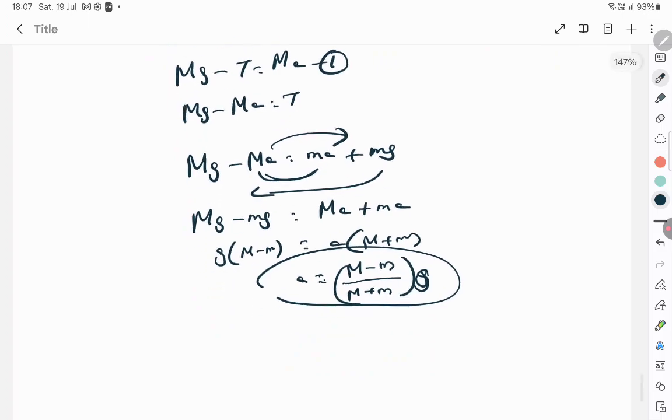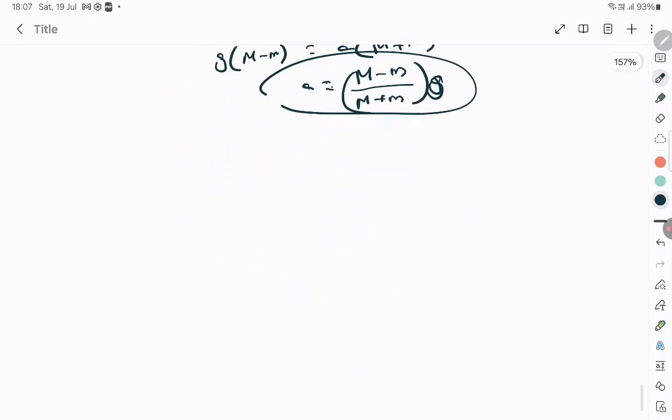This is the formula, and they'll ask you this derivation. You must make sure you're able to understand this. So let's go to the next question.